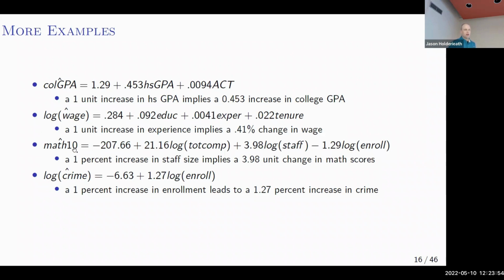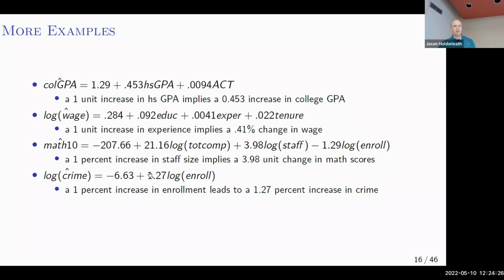Math, I'm not sure what this was. It's some sort of math score for high school students. If this is a linear or a level model, and we happen to take a log of our independent variables, then a 1% increase in staff size for this one implies a 3.98 unit change in math scores. So percent sticks over here with this log transform side.